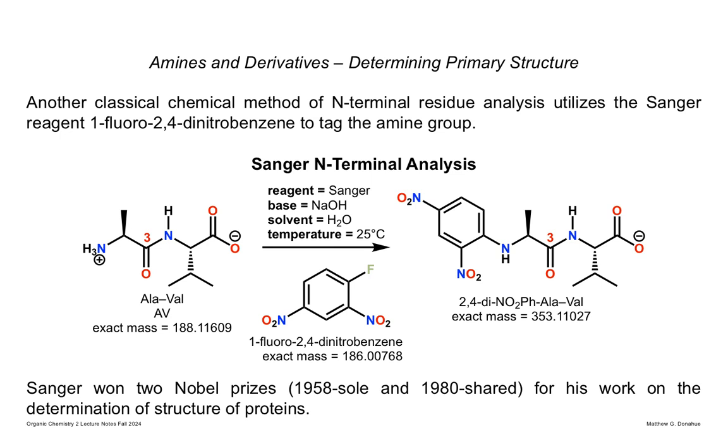So there's many ways to do this. And another way, I'm going to use this word tag, to tag the N-terminal residue is using the Sanger reagent. So that's 1-fluoro-2,4-dinitrobenzene. So interestingly enough, if you look at the bottom of the slide here, Sanger actually won 2 Nobel Prizes for his work on determining the structure of proteins.